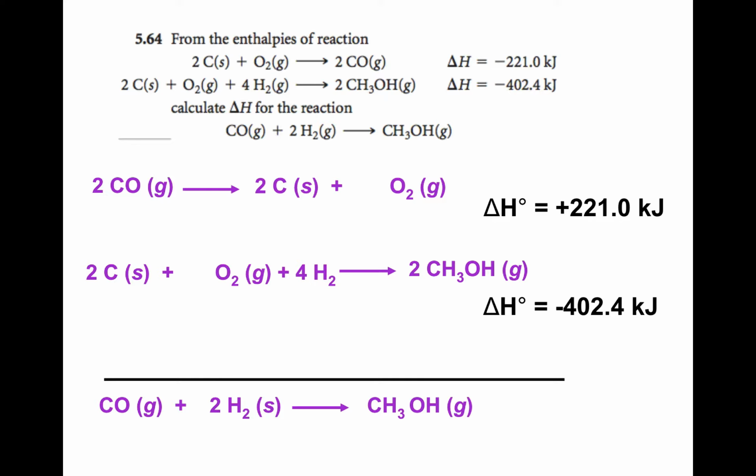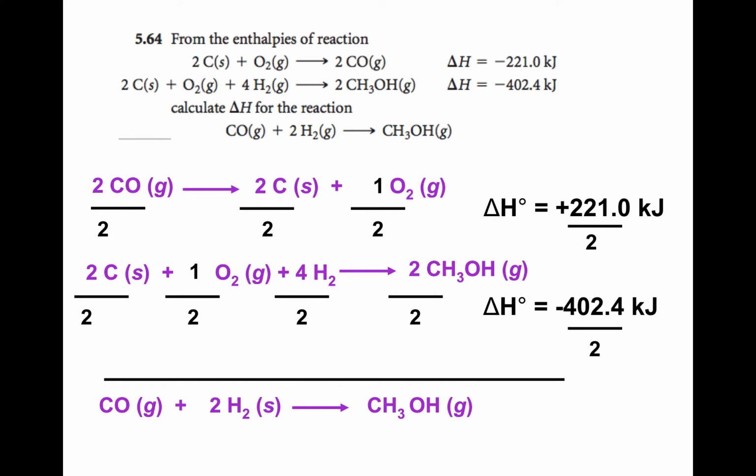So I'd have to divide the top equation by 2 in order to get 1 mole of carbon monoxide going in. If I divide the equation by 2, I got to divide the delta H by 2. And I have to divide the second equation by 2 in order to get 1 mole of methanol coming out. So when I do that, I change the coefficients to this. So half a mole of oxygen going in, half a mole of oxygen going out. They'll cancel.